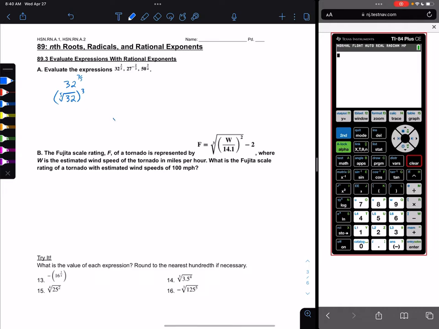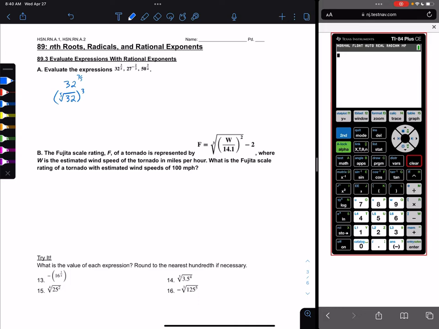Remember that you could also write this as the 5th root of 32 cubed, but I'm going to put the 3 on the outside just because I want to avoid creating pretty large numbers. But both methods will work. It is up to you which one you use.